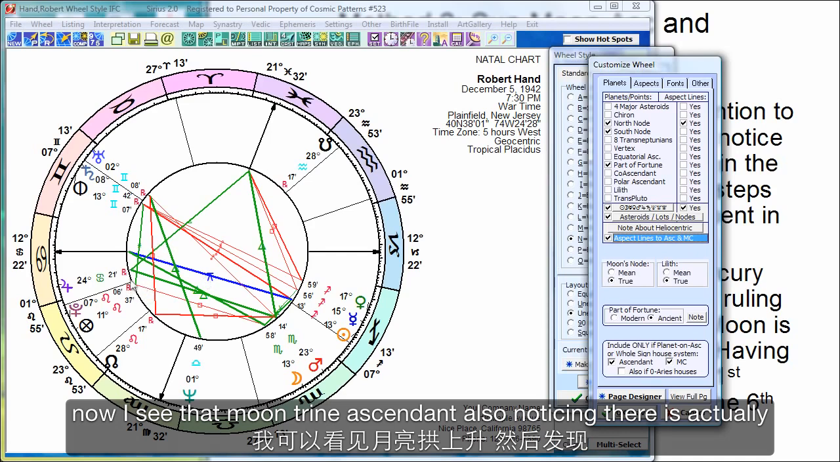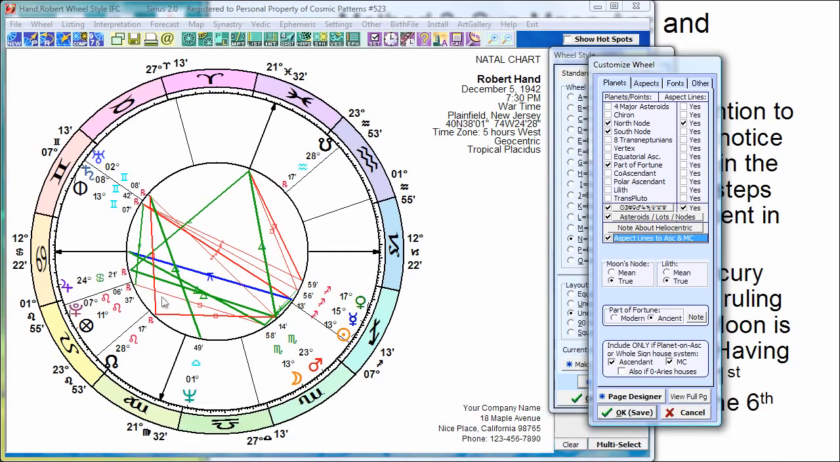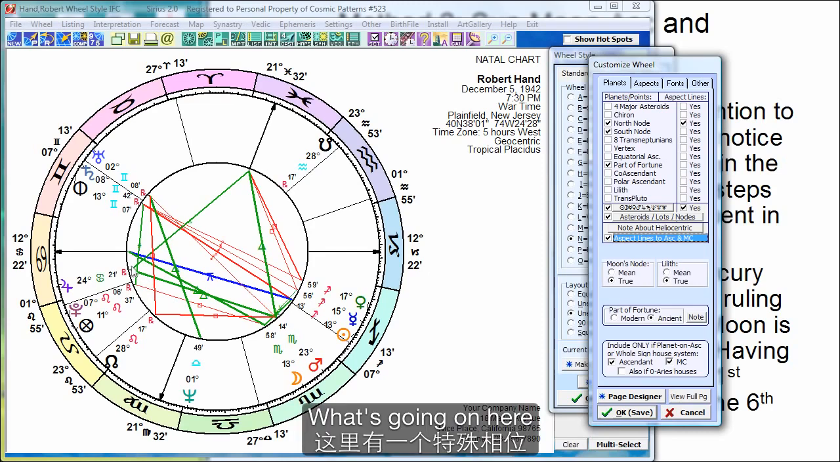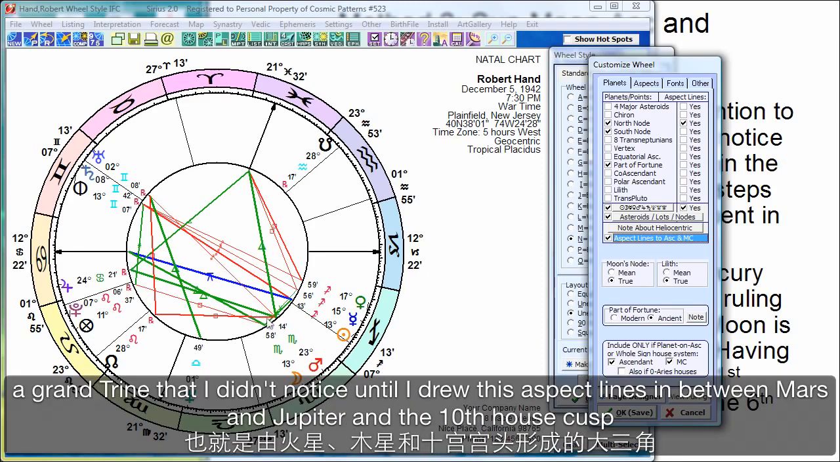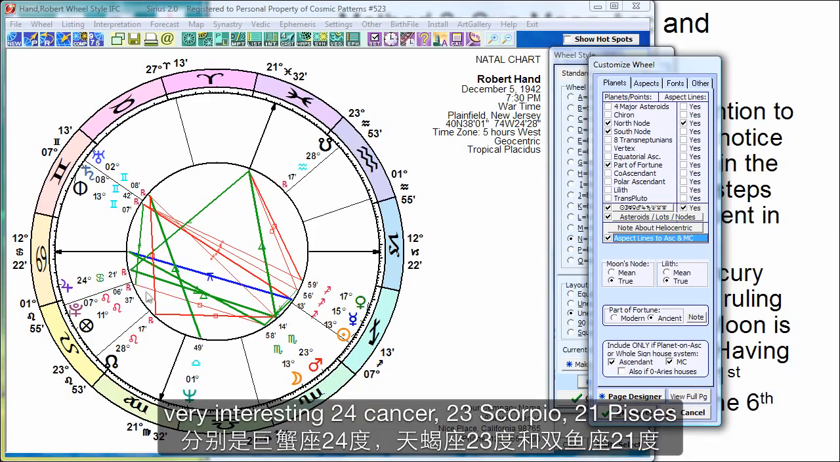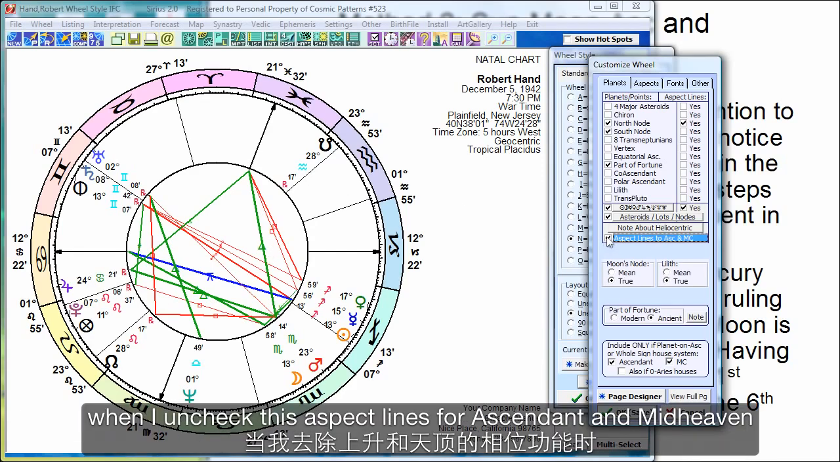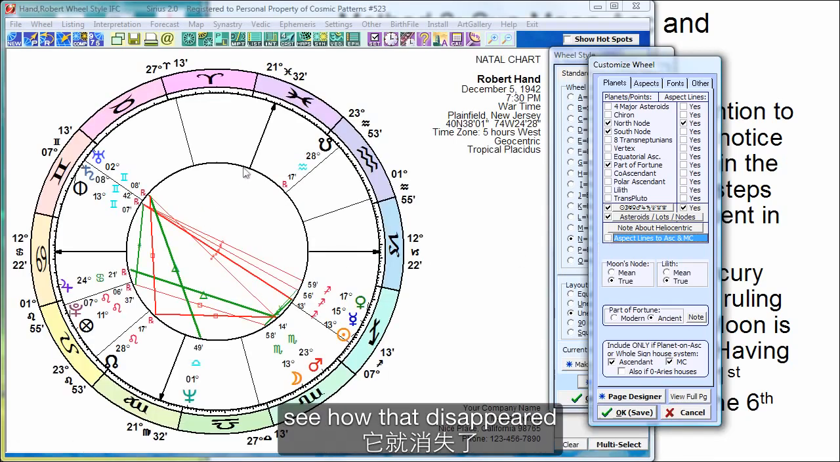Also, I'm noticing there's actually a grand trine that I didn't notice until I drew these aspect lines in between Mars, Jupiter, and the 10th house cusp. Very interesting. 24 Cancer, 23 Scorpio, 21 Pisces. When I uncheck this, aspect lines to ascendant midheaven, see how that disappeared.